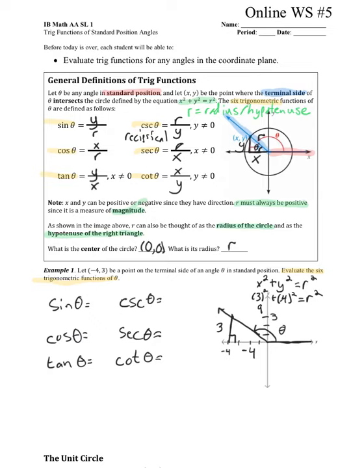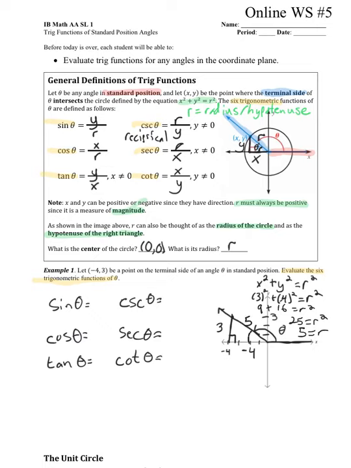3 squared happens to be 9. Negative 4 squared, negative 4 times the negative 4, is a positive 16. So we end up getting 25 equals r squared, square root both sides, and 5 equals r. And we said r is always a positive value, so we don't need to worry about plus or minus r in this case. So that's how we find the hypotenuse.